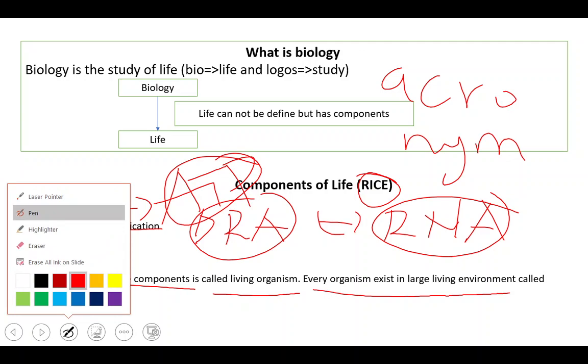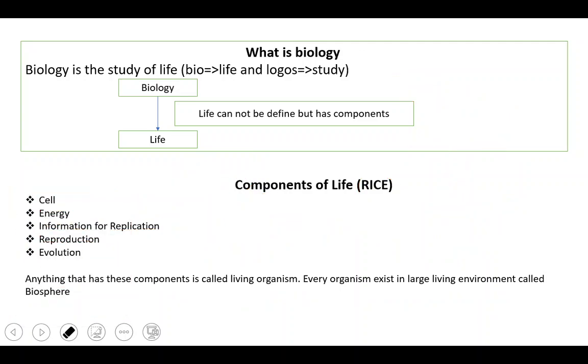Now, as a biology student, you have seen these components of life. Today, if they ask you what is life, you will tell them that life is any entity that consists of cells, which use energy for replication and growth in order to reproduce and later can evolve. This definition comprises all the five components that we just listed as the components of life.